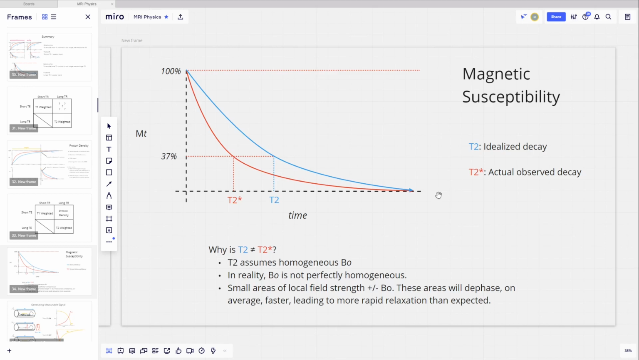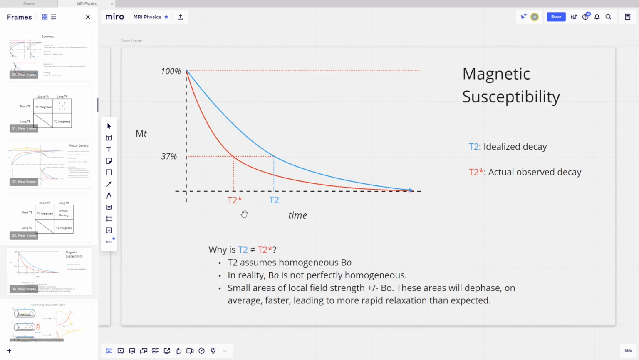The point of magnetic susceptibility is that up until now, we've talked about this relaxation. It's been idealized. It's assumed that the magnetic field that we're putting our patient in is completely homogeneous. Okay, and the fact is that it's not in reality. So T2 is idealized. This is like what we would expect if our system was perfect. Okay, systems aren't perfect. They're inhomogeneous. And so the actual curve is in red. And that's something that we call T2 star. Okay, this is idealized. This is real.